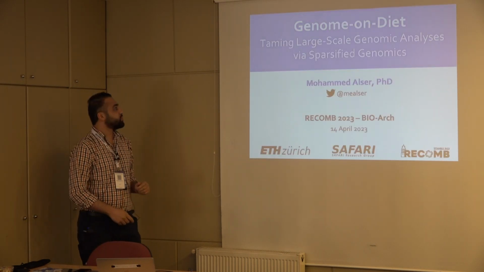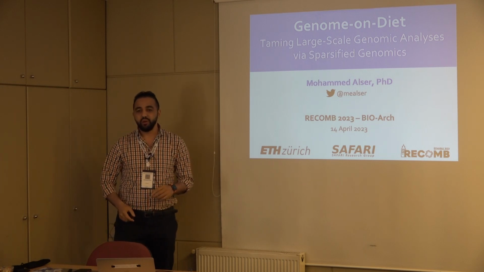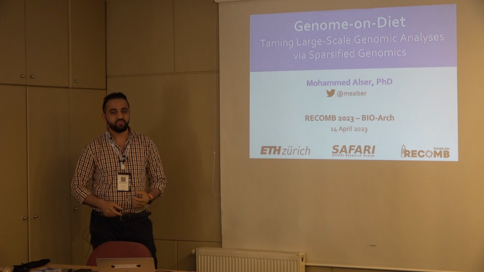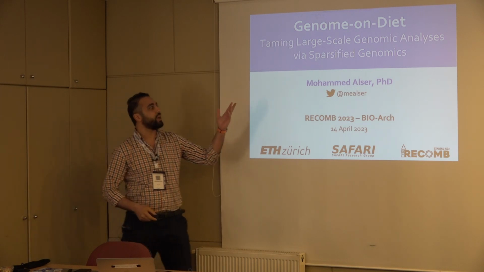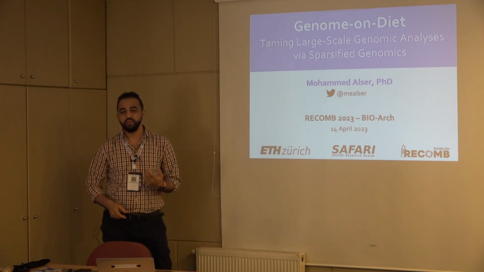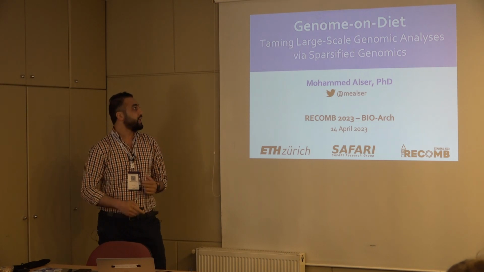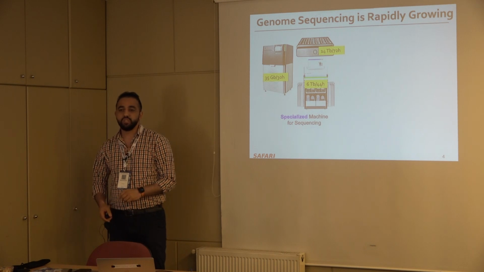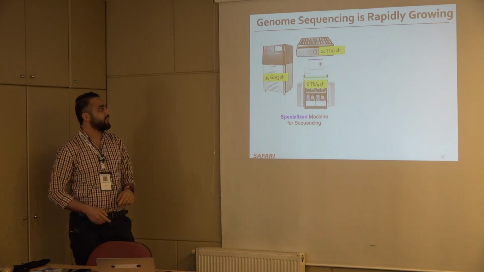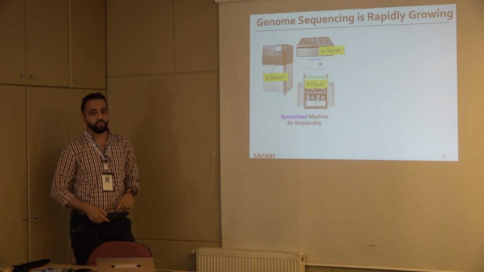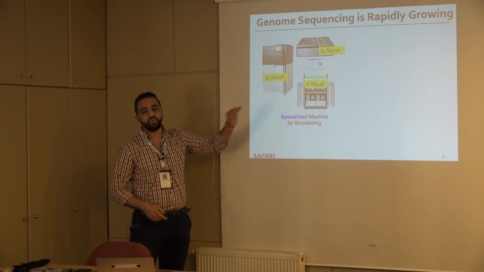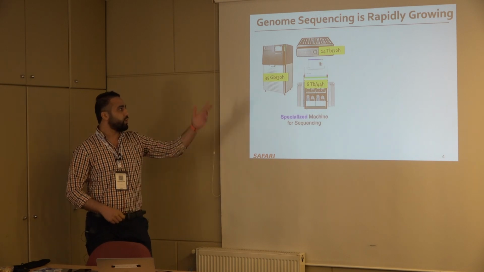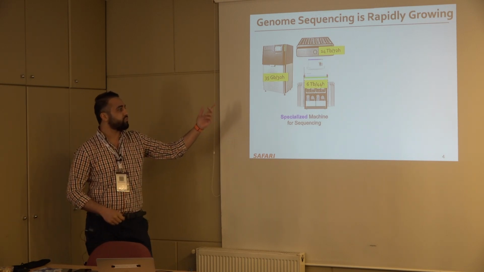Okay. So today I will be talking about Genome on Diet, how we can handle very large-scale genomic analyses via sparsified genomics. It's one way to reduce the data movement problem. As Onur introduced already, the genome sequencing machines are rapidly growing with high throughput. You can get a huge amount of data in a very short time, regardless of the sequencing technology. It could be ONT nanopore, PacBio HiFi, or Illumina.